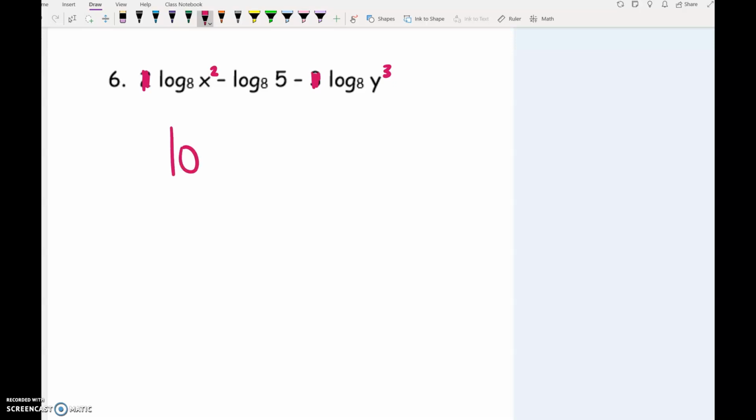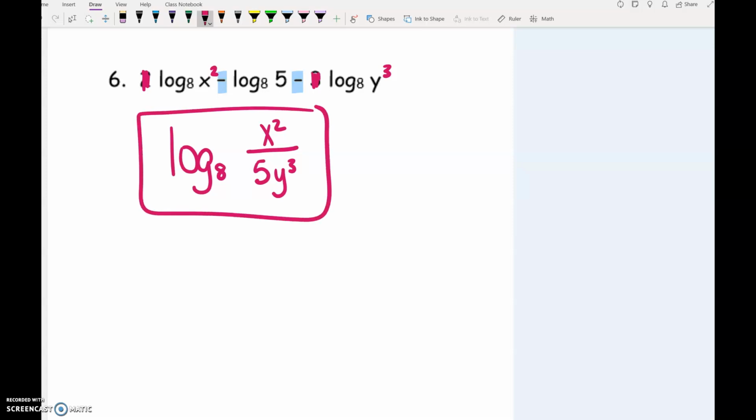Then I know it's going to be log base 8, and I see subtraction, so I know there's going to be a division bar in here. The 5 has to be on the bottom. The y cubed has to be on the bottom because both of those have minus in front of them. And then the x squared doesn't have a minus in front. It's the first one, so it's got a plus in front because if there's no minus in front, that means it must be a plus, so the x squared goes on top. Log base 8 of x squared over 5y to the 3rd.